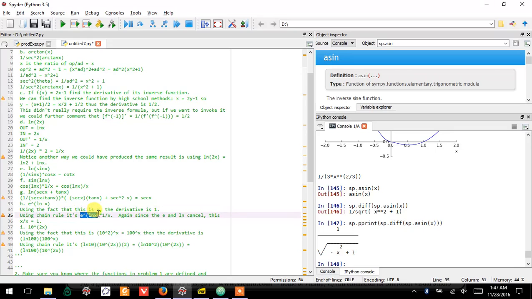By chain rule, the derivative of the outer stays the same, right? The derivative of e to the x is e to the x. Plug in ln x, multiply by the derivative of ln x. And again, you can, at this point, use the fact that e and ln cancel, leaving x. So this is really x over x, which is equal to 1, the same answer.